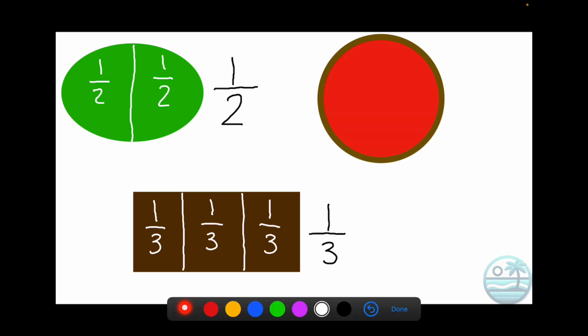If we have a pizza and we take our pizza and we cut it into 4 pieces, we know that our denominator is going to be 4, and any piece you take out of this is going to be 1/4. Each piece of the pizza is 1 of the 4 pieces.